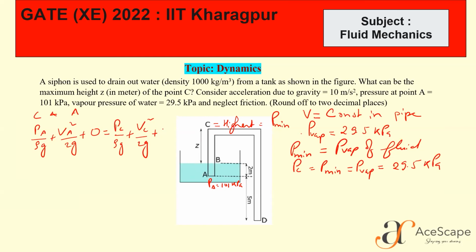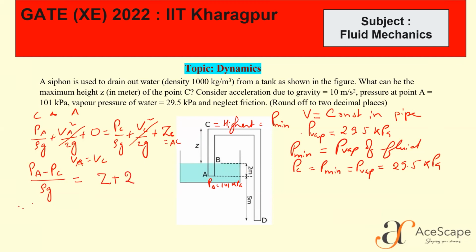Let us say it is ZC. Okay, we are denoting it by ZC. So we know that VA is equal to VC because it is a siphon tube and the cross-sectional area is the same, so that cancels both terms. What we get is (PA minus PC) by rho g, that is nothing but ZC, and ZC is what? This height AC, right? ZC is nothing but height AC, and we can write AC as Z plus AB, and AB is given as 2 meter. So it is nothing but Z plus 2 meter, right?